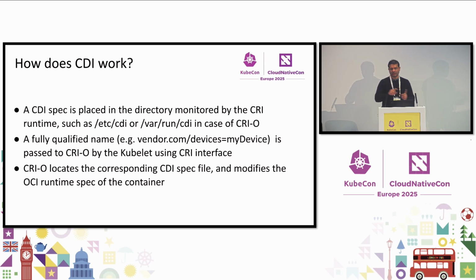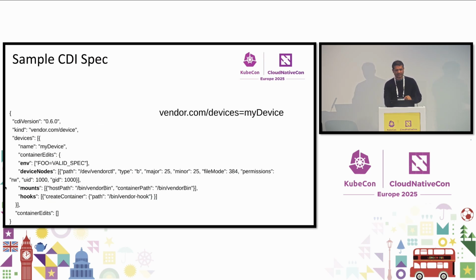What happens after that is the fully qualified name, like I just mentioned, device.com/devices equal to my device, is passed to CRI-O via kubelet using a CRI flag called CDI config. When CRI-O gets the CDI device, it goes into these directories like /etc/cdi and /var/run/cdi, reads all the files, and tries to find the device using its fully qualified name. Once it reads it, you saw the container edits earlier. It will start applying these artifacts on the OCI runtime spec. So your container will essentially get modified.